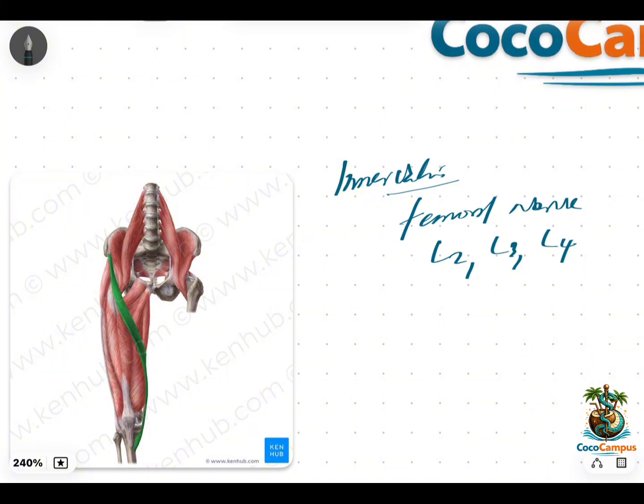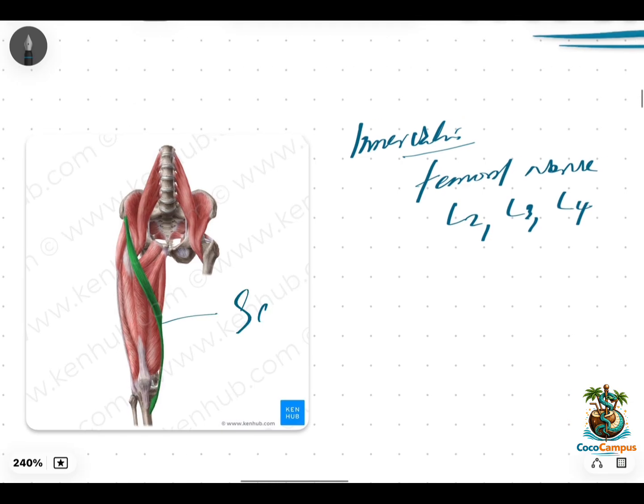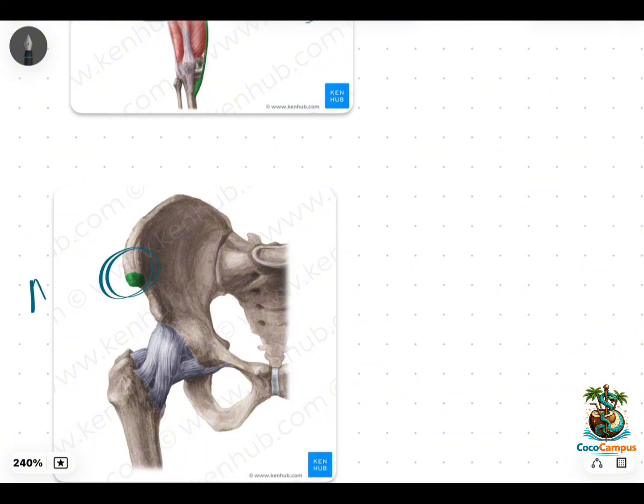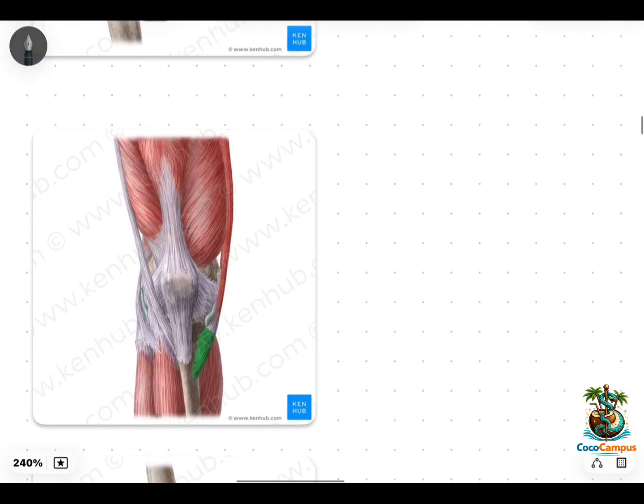Without further ado, let's move on towards the first muscle, sartorius. Its origin is at the ASIS, anterior superior iliac spine, and its insertion is at the pes anserinus, the pes anserine if you want to be specific. Also, the medial surface of the tibia.